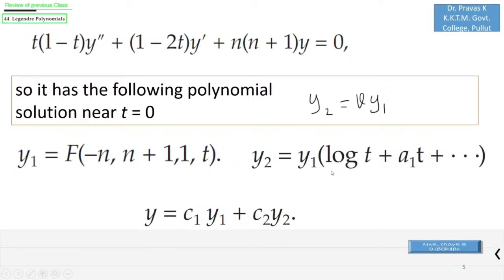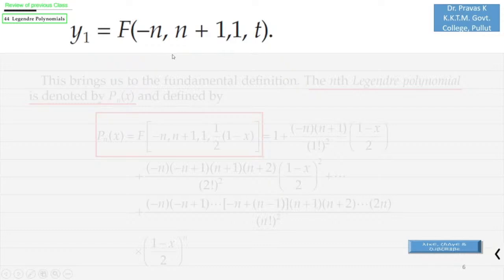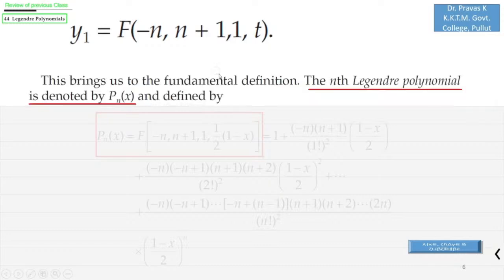However, since log t is a part of y2, we can see that to ensure the solution is bounded near x equal to 1, we can obtain such a solution only when c2 is equal to 0. Okay, so all the solutions that are bounded near x equal to 1 are of the form y equal to c1 y1, that is the multiples of y1, which is denoted by capital F of minus n, n plus 1, 1, t, which we call the nth Legendre polynomial, and we denote it with Pn of x.